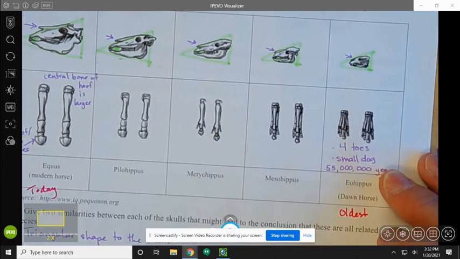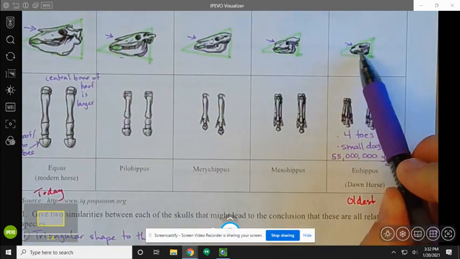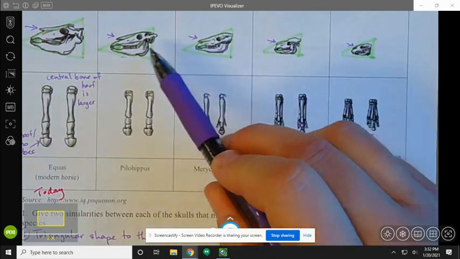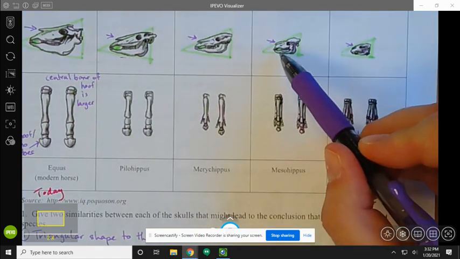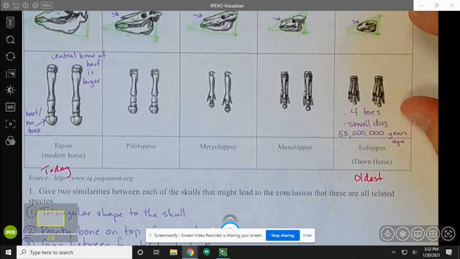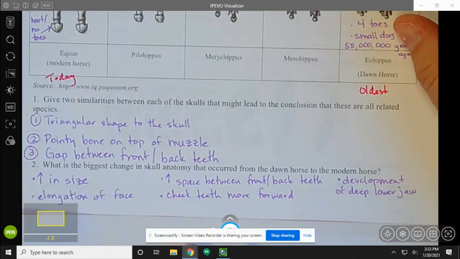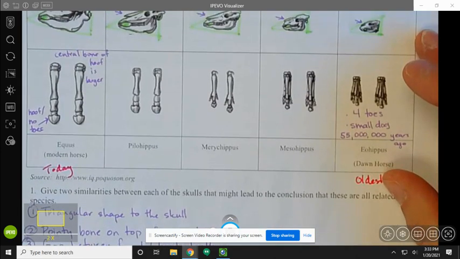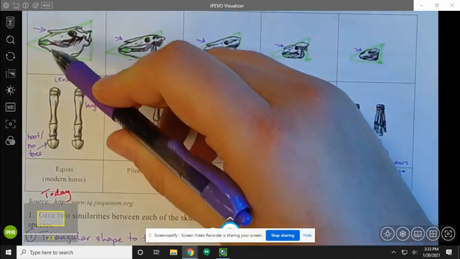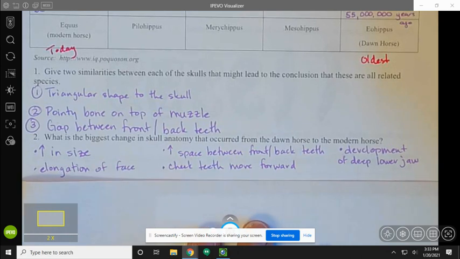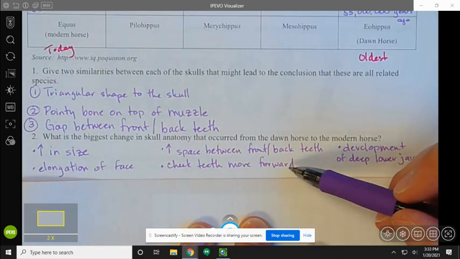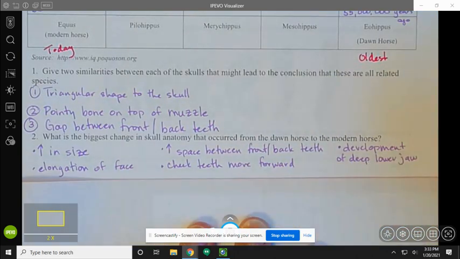Here at the beginning, the face is pretty short and stubby, but over time, that front part goes out farther. So it doesn't just get larger, but you get an elongation, a stretching out of the face. We said that there's more space between the front and the back teeth. While we have the space all the way through here, that space increases over time. We said that the cheek teeth are more forward. So instead of being directly under the eye socket, those teeth move forward. And we said that there is a development of a deep lower jaw.